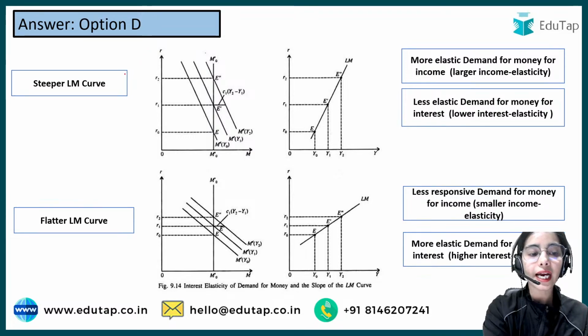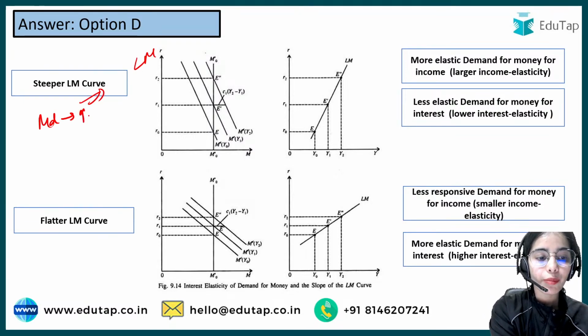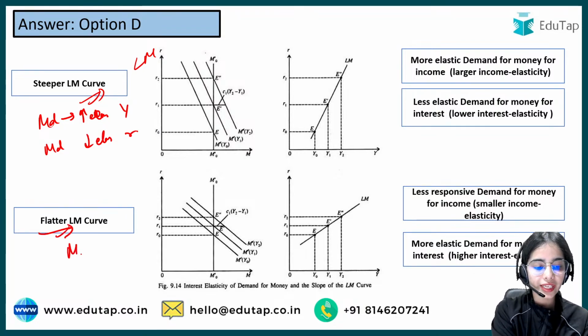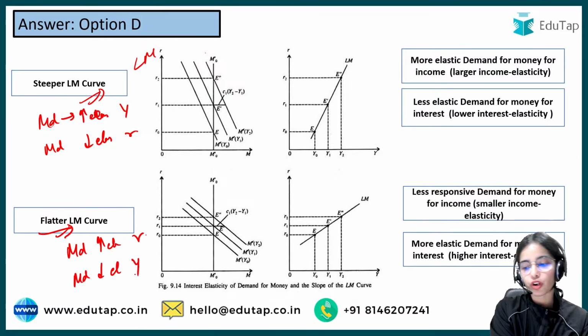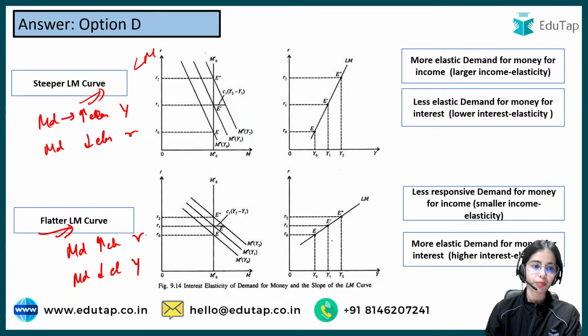You can understand that the LM curve will be steeper when the demand for money is more elastic to the income and when the demand for money is less elastic to the rate of interest. Flatter LM curve when the demand for money is more elastic to the rate of interest and when the demand for money is less elastic to the level of income. So this is what you have to remember, when the LM curve is steeper, when the LM curve is flatter.